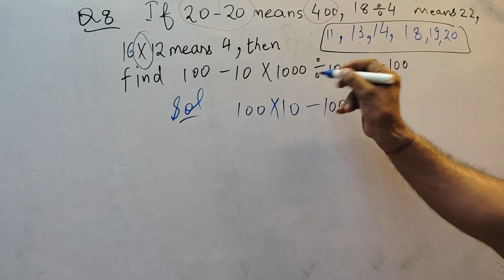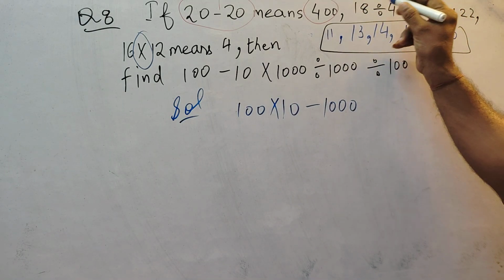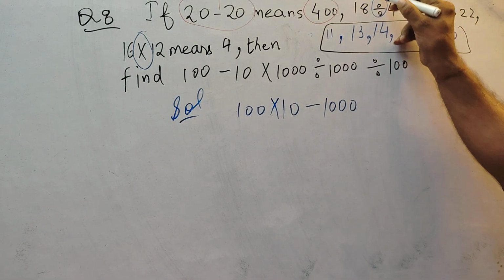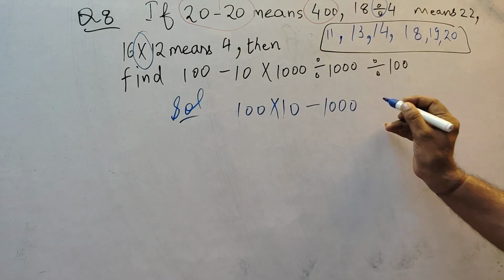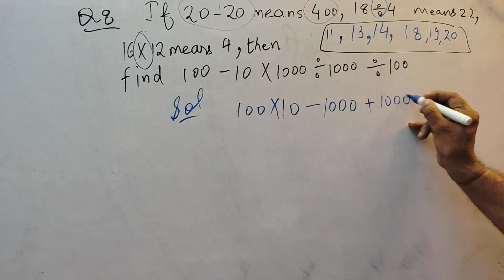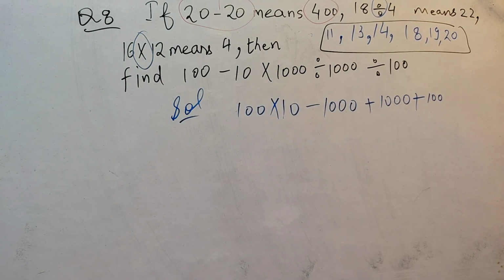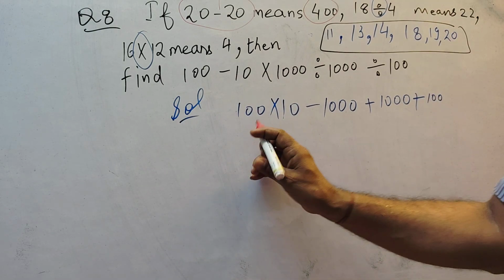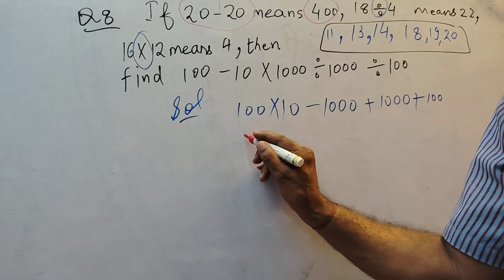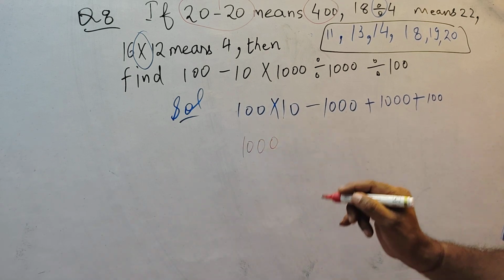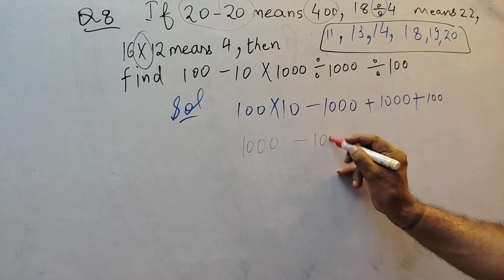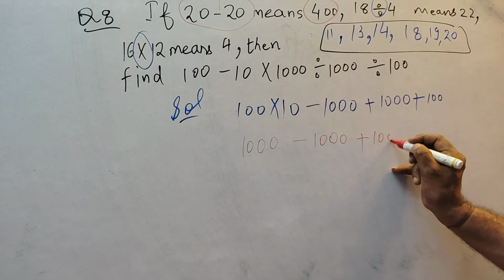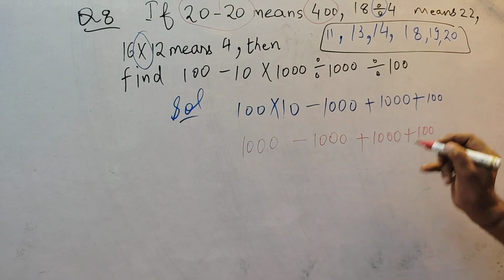Now divide: 18 divide 4 means 22. So divide means plus sign, and we replace it with the plus sign. After replacing the signs, according to DMAS we multiply first. So 100 multiply 10 is 1000. Then minus 1000, then plus 1000 plus 100.